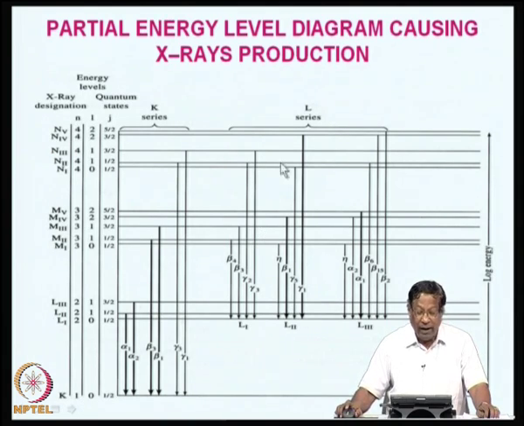So, as the energy level increases, the separation between the lines also becomes less and they become crowded at higher energy levels, but between K shell and L shell the energy levels are well separated.